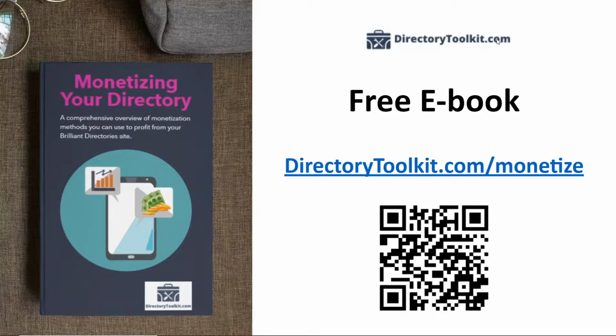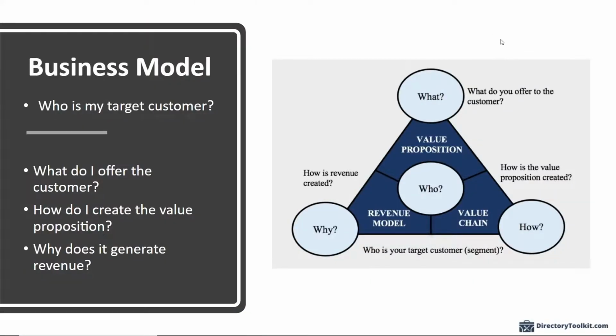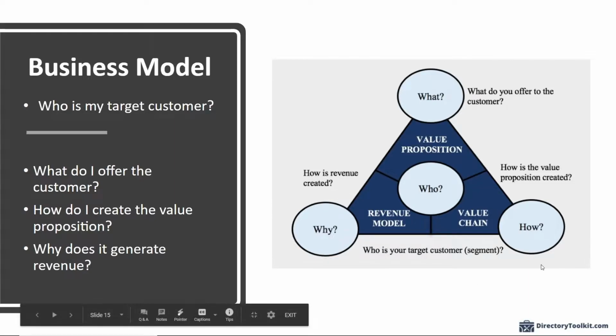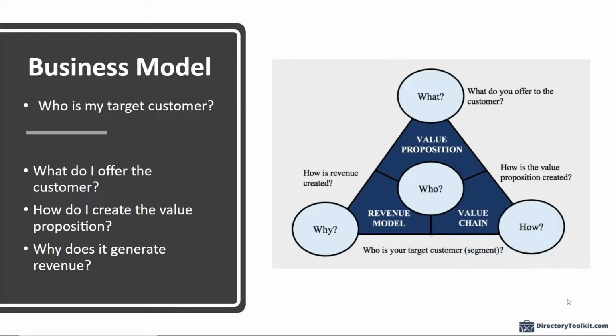So the first three are the three business model questions. Usually everybody knows what niche or audience they're going to build their directory for. That's usually the first thing: they get a directory for a particular niche. So they already know who their target customer is, and that's usually the easy part, right? But then you have to ask yourself three questions: what do I offer the customer? How do I create the value proposition in that? And then why will it generate revenue?